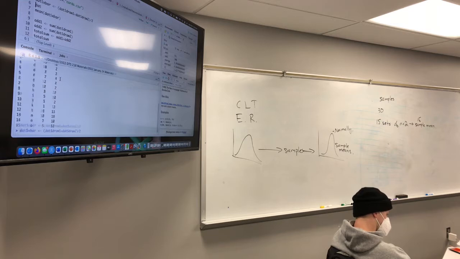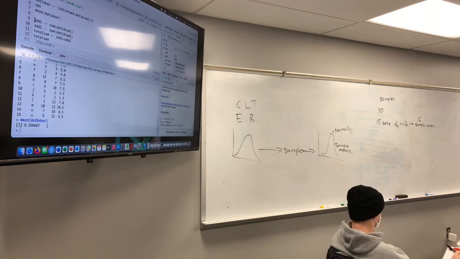And then what I asked you to do was to basically calculate the means. We saw that the means vary quite a lot. And when we calculated the mean of those means, it turned out to be 6.3, 6.4, which is pretty close to the hypothetical mean of the population, which is a mean of 7.